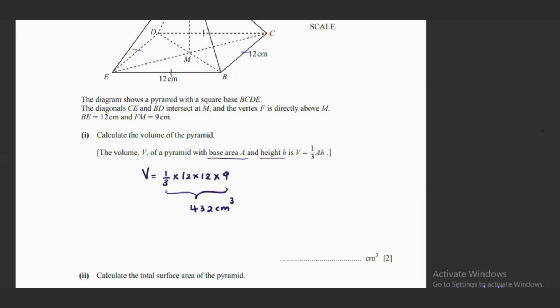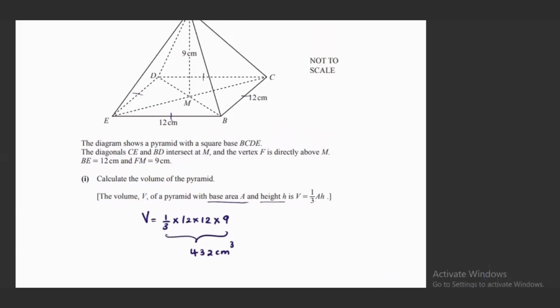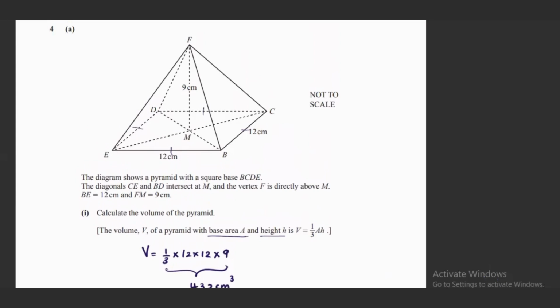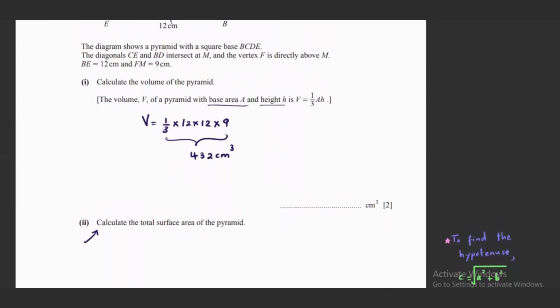Then the next part of the question is to calculate the total surface area of the pyramid. Whenever we get a question related to surface area, always identify the number of faces that particular shape will have. In this case, it is a pyramid. So a pyramid is made out of 4 triangles, and in this case, the base is a square. So we have 5 faces altogether. So simply calculate the area of all 5 faces and add them up together.